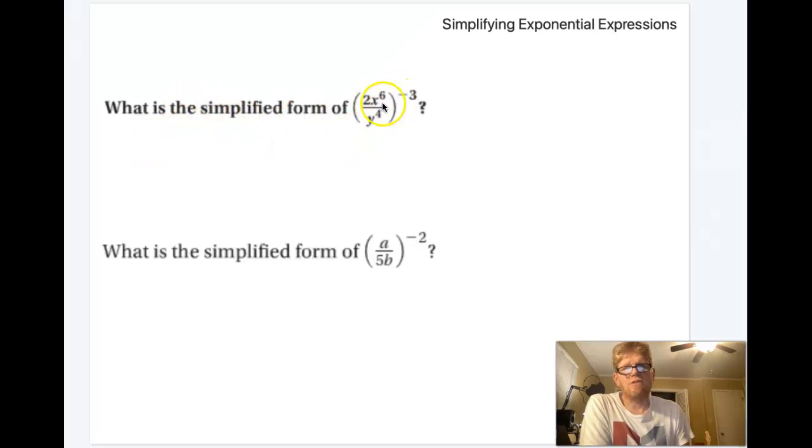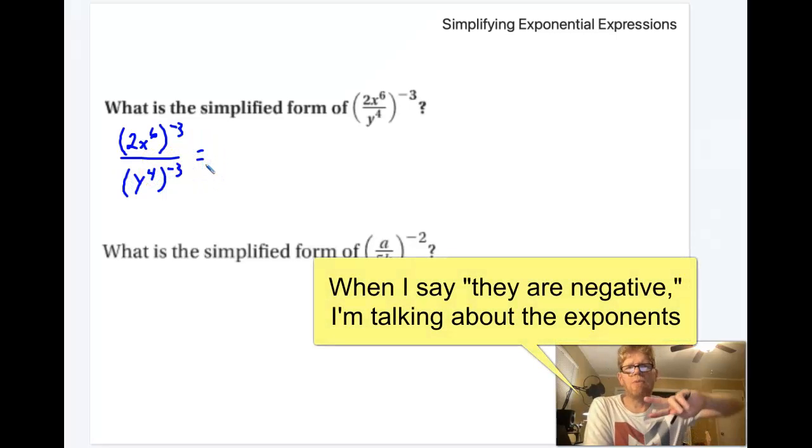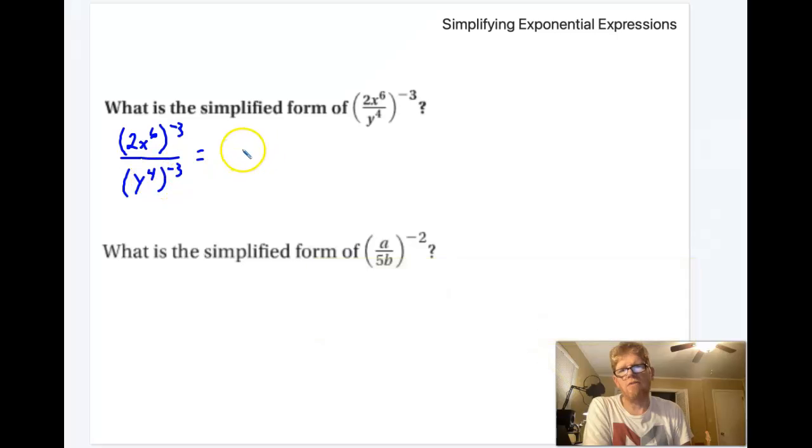So this is division. So I'm going to raise both of those to the negative third power. So 2x to the sixth to the negative third power over y to the fourth to the negative third power. And since those are negative, that means I'm going to flip-flop them. I'm going to take the reciprocal of both of them. So I'm going to take my y to the fourth and bring it up here, y to the fourth to the positive third power. When it moves up here, it becomes positive. And then this is going to come down here, and it's going to become positive. So we get 2x to the sixth raised to the third as well.